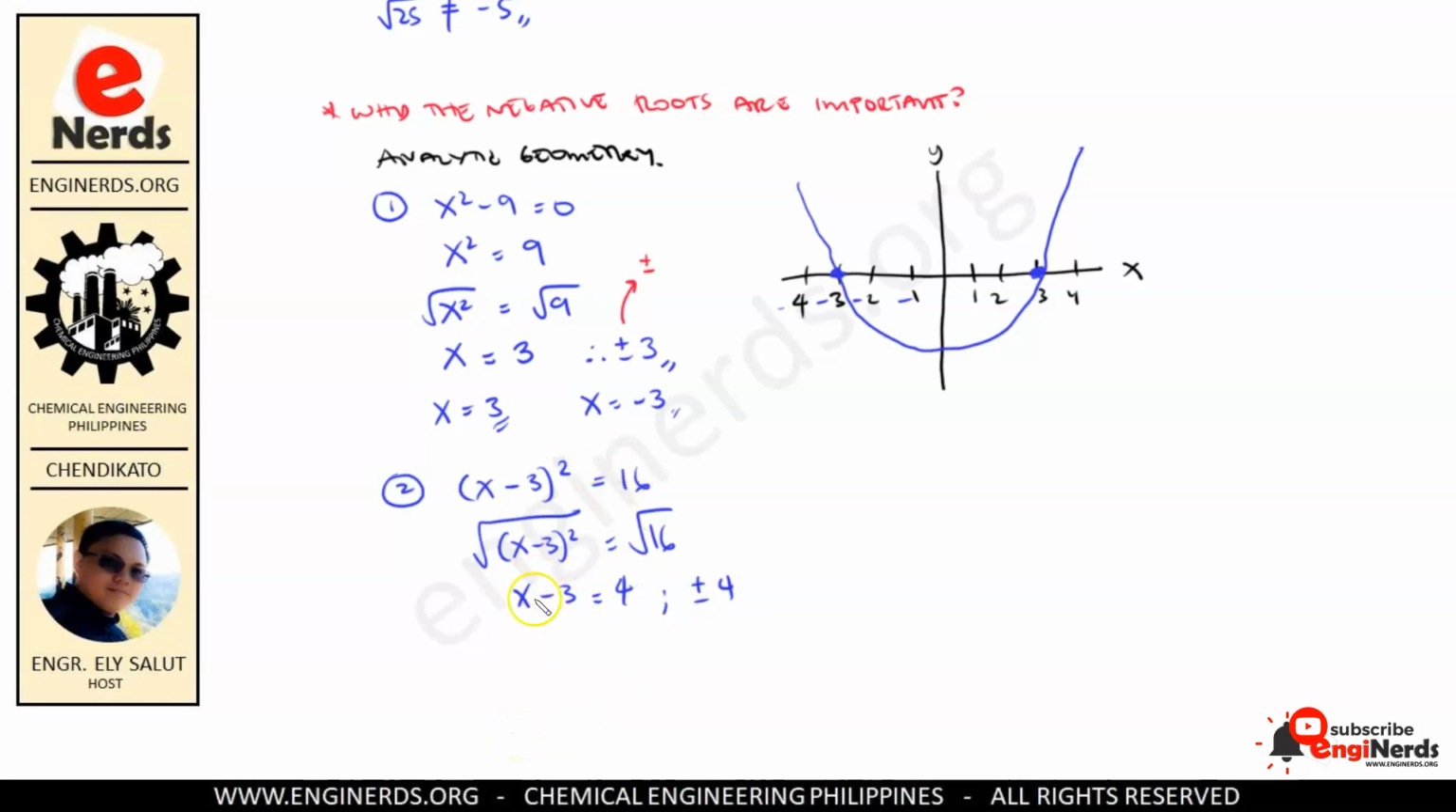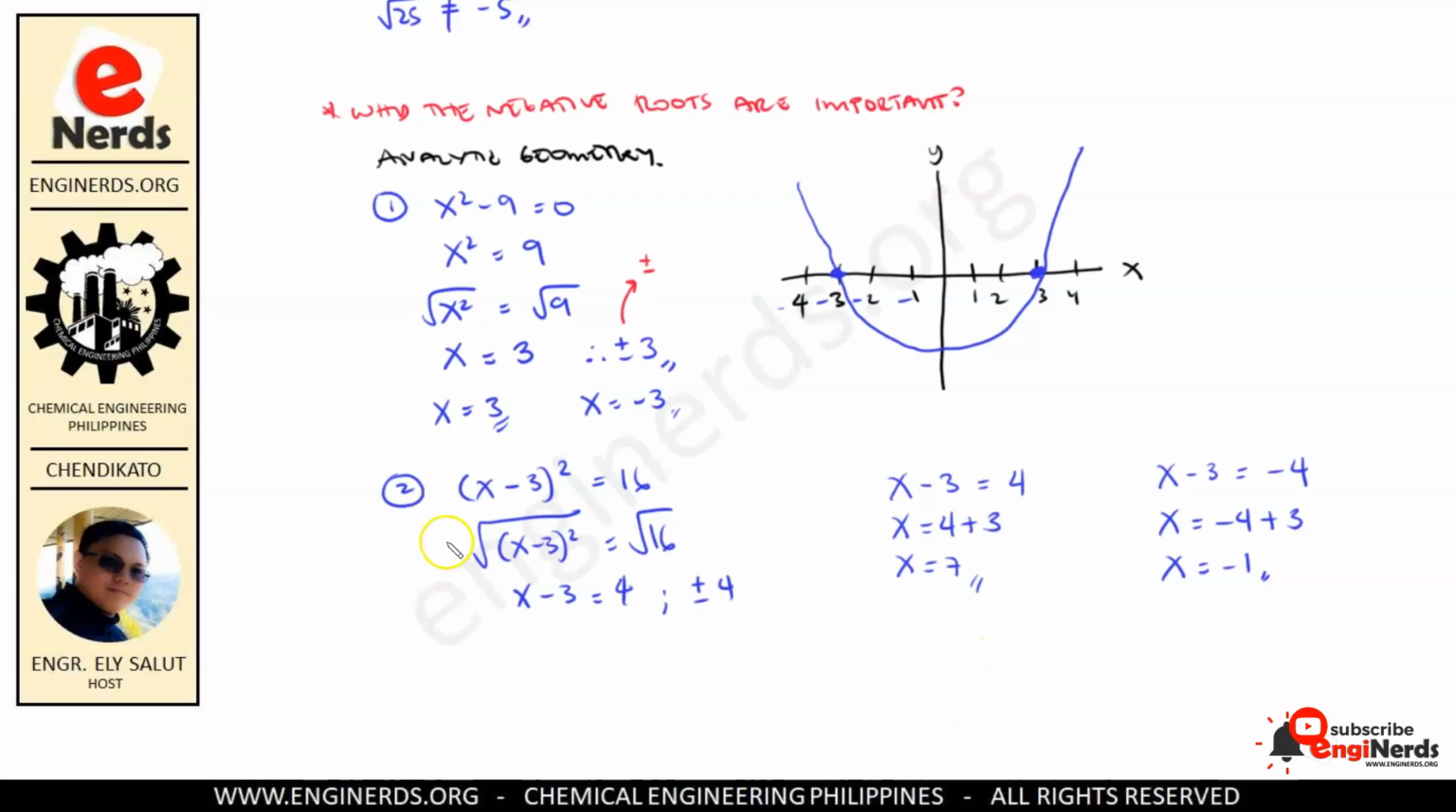Okay, because for example, I want to solve for the x value, right? So I have here x minus 3 is equal to positive 4. And I have here x minus 3 is equal to negative 4. So my x right here will be equal to 4 plus 3, which is x is equal to 7. And right here I will have x is equal to negative 4 plus 3, which is equal to negative 1. So magkaiba yung naging answer natin guys. So ganito ka-importante yung negative values natin, no?